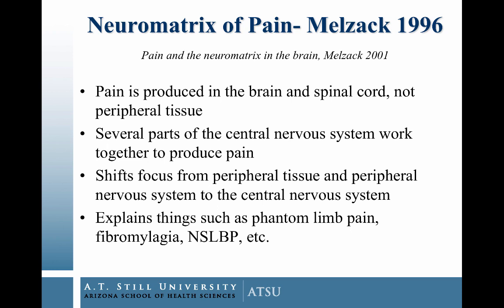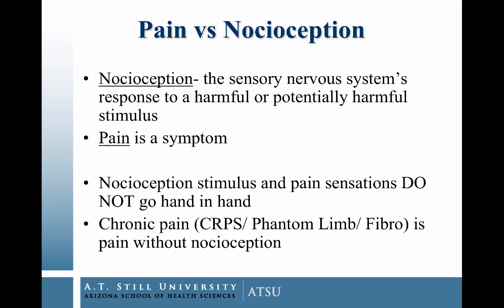So things such as nonspecific low back pain, when there is no mechanical stimulus to be giving people low back pain, or phantom limb pain, or things like fibromyalgia, when we're unable to identify a specific nociceptive stimulation, but people remain in pain. Why is that? The neuromatrix theory of pain discusses this concept, that it has more to do with the central nervous system than any type of peripheral stimulation. So again, pain and nociception don't go hand in hand.